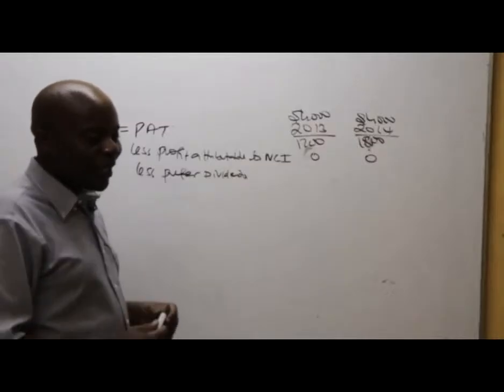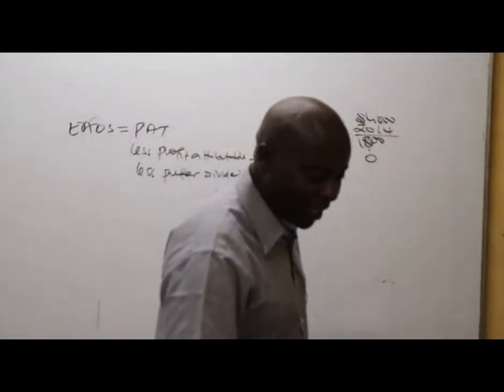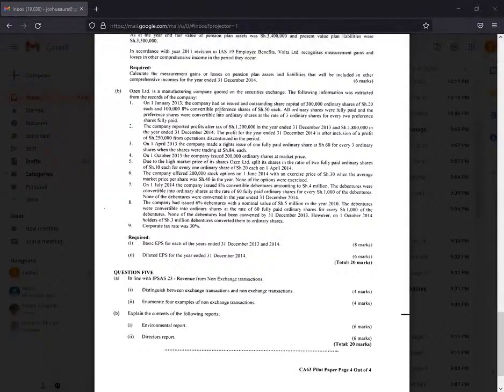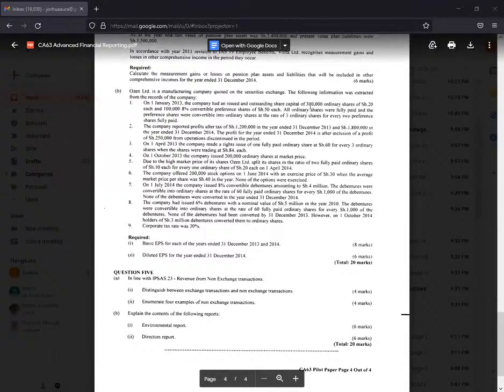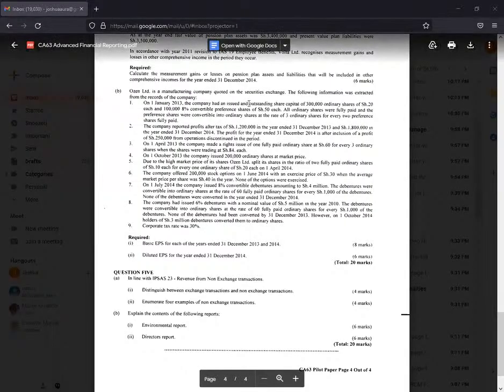Yes. So could you kindly give me the preference dividends? Preference dividends, what do we have? There is a place they gave us preference dividends here on 1st January 2013. The company had issued an outstanding share capital of 300,000 ordinary shares of shillings 20 each and 100,000 8% convertible preference shares of shillings 50 each. So could you kindly give me the total preference share capital?